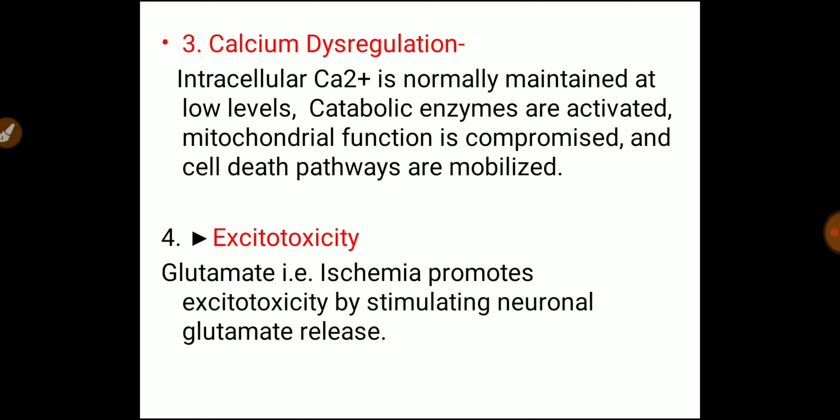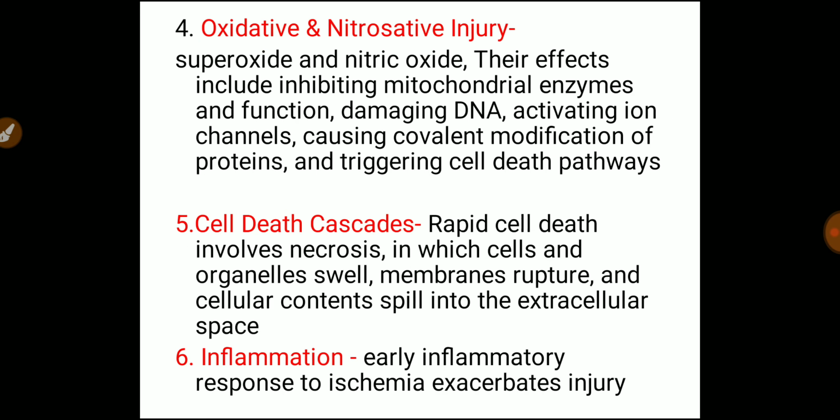Now fourth is excitotoxicity. Just remember always, glutamate is a neurotransmitter which is toxic for the neurons in more quantity, not always, but when it is higher. Ischemia promotes glutamate release, so it will cause neuronal damage.